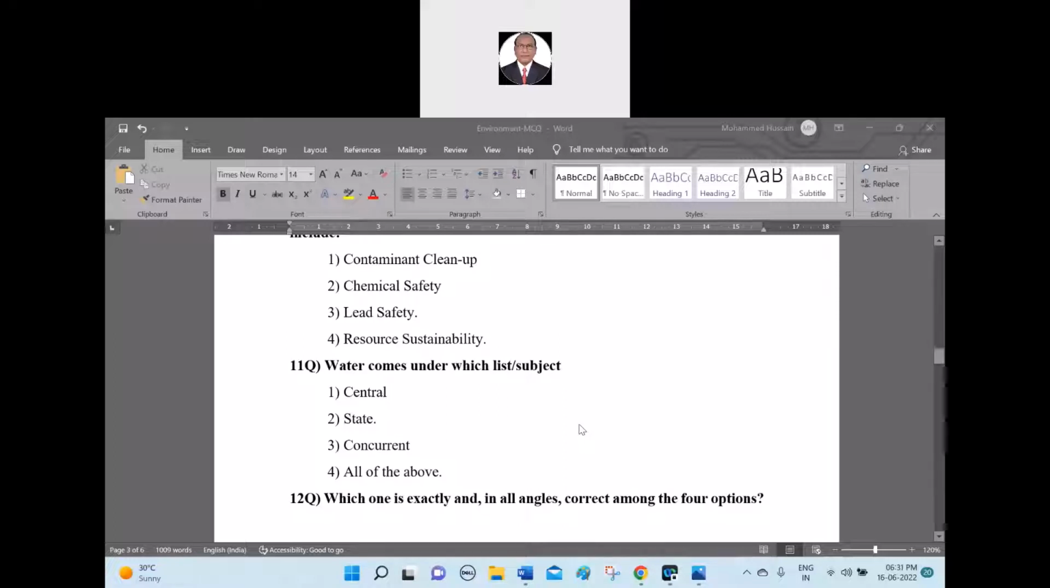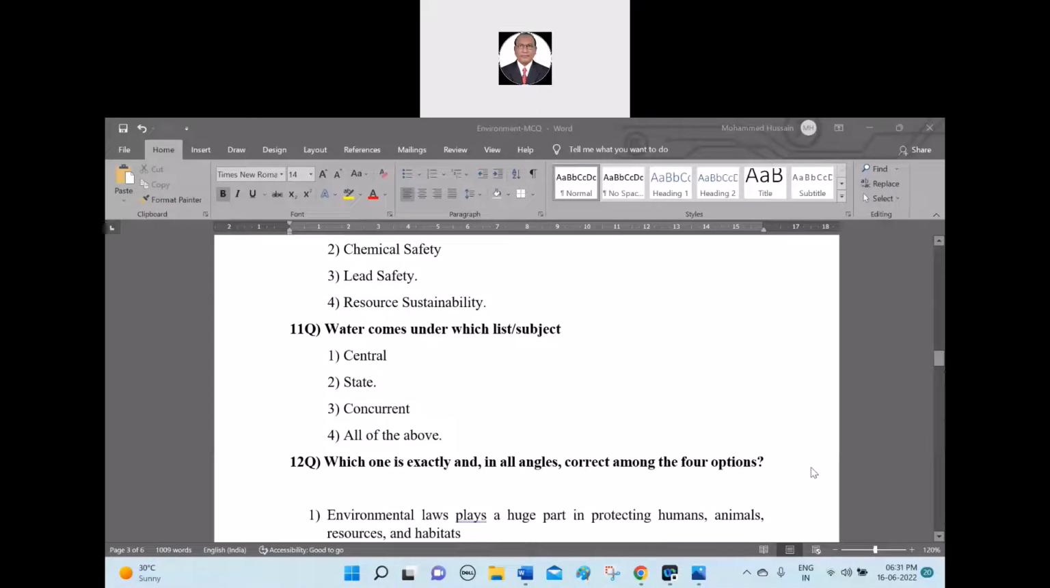Next, anyone can unmute and read. You have to read with the question number. 11th question. Water comes under which list? Public subject. First option central, second option state, third option concurrent, fourth option all the above. All of the above, sir. Fourth one. Wrong. First option is central. Wrong.